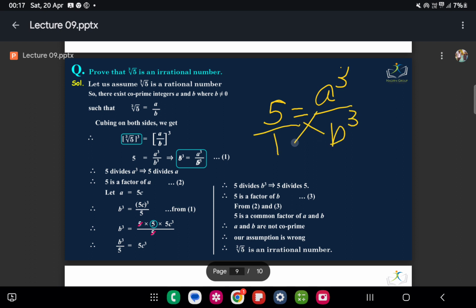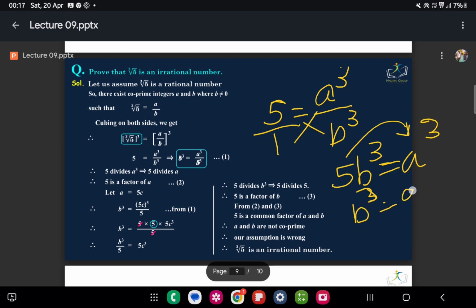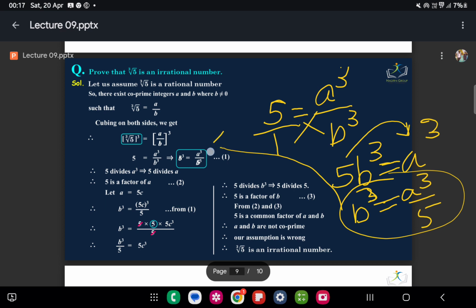Nothing is there, that means 1. Cross multiply it, you will get 5 b cube equals a cube. Here we have to shift the 5 to the right hand side. We will get b cube equals a cube divided by 5. So that is written here. Here 5 divides a cube, then 5 divides a also, according to the theorem: if 5 divides a cube, then 5 divides a.